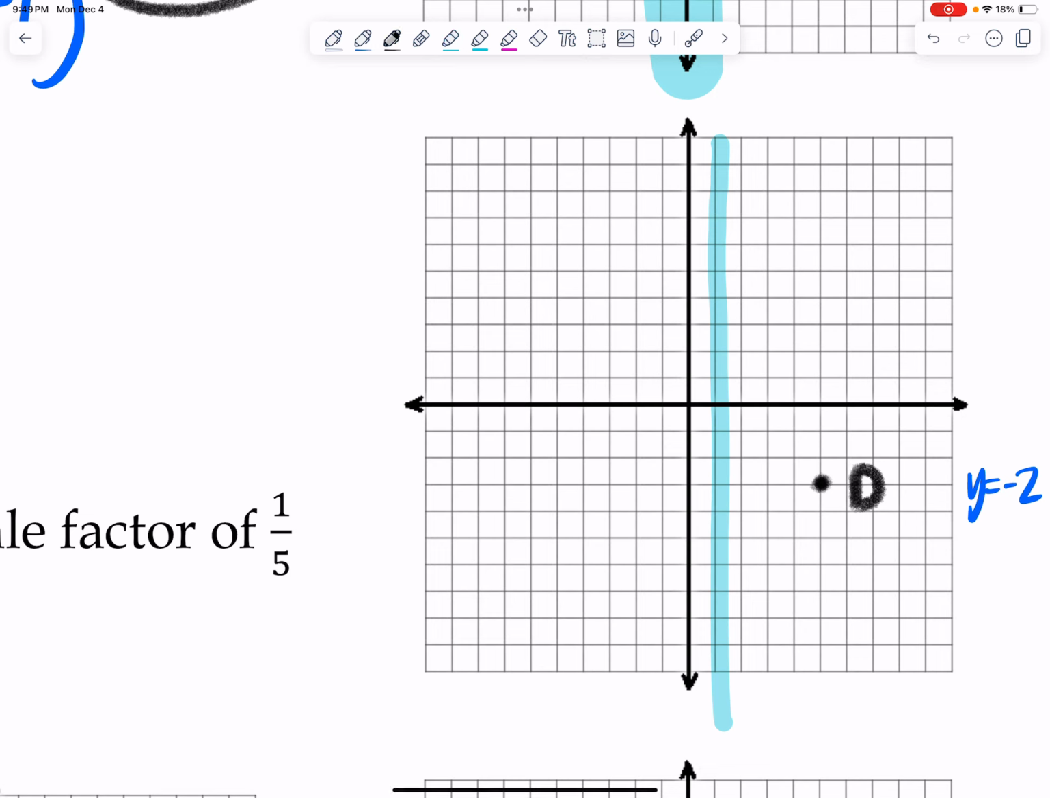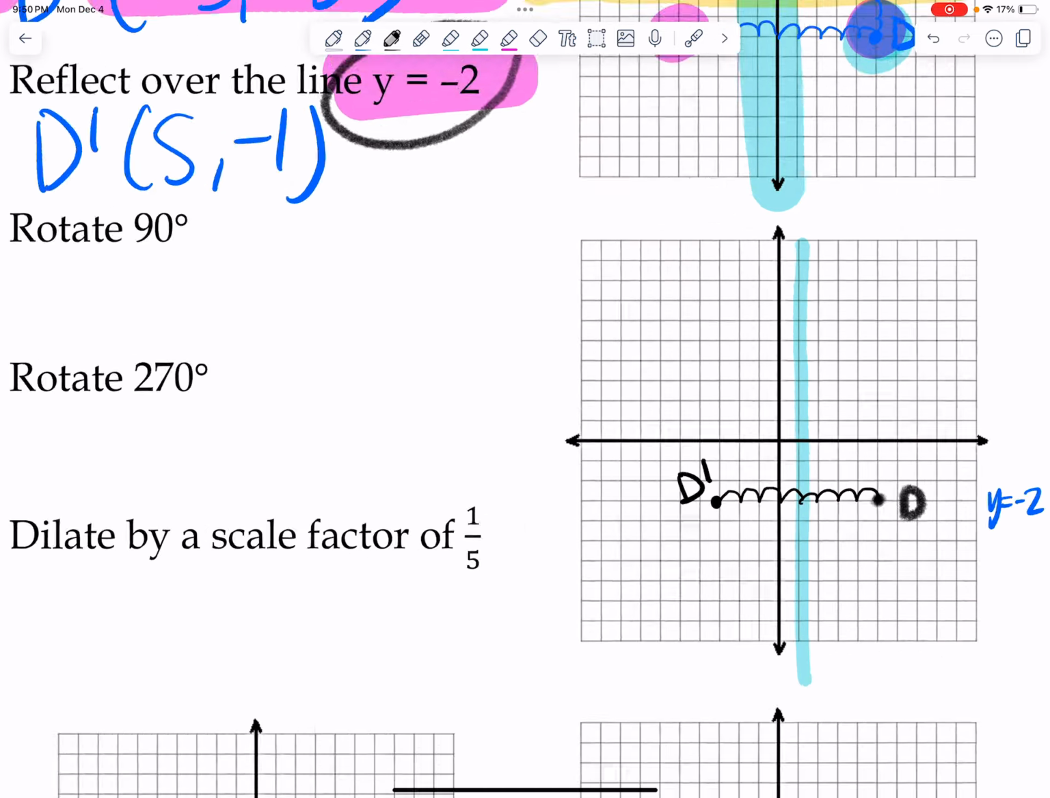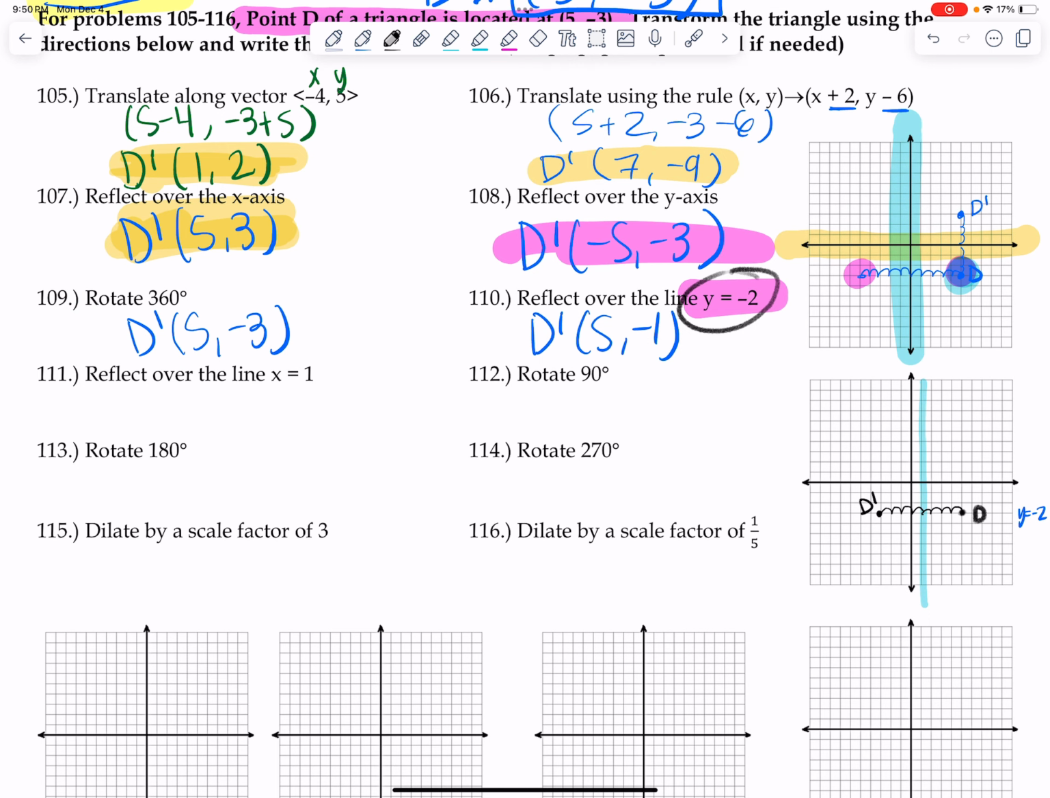So again, I'm just going to count. This is 1, 2, 3, 4 on the right of the line. So this will be 1, 2, 3, 4 on the left of the line when I flip it over. And when I count up what that should be, reflecting over the line x equals 1 is going to be at -3, -3 for D prime.